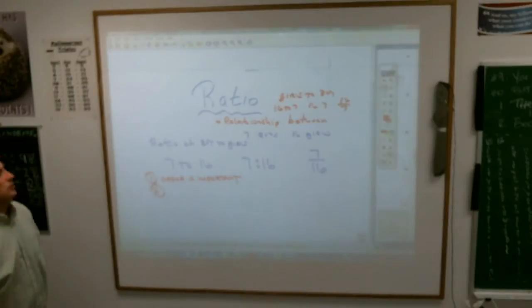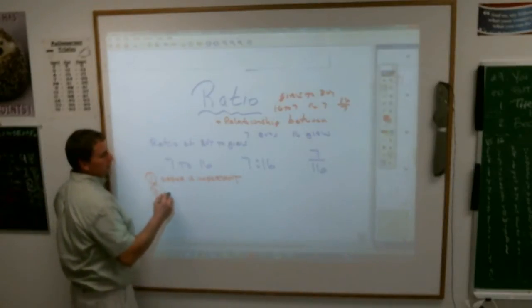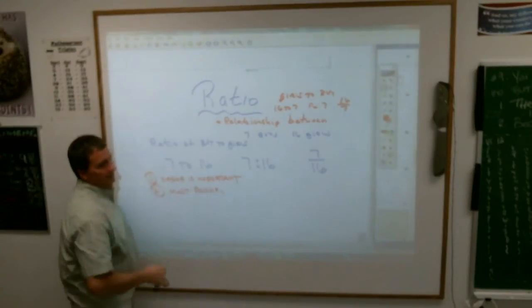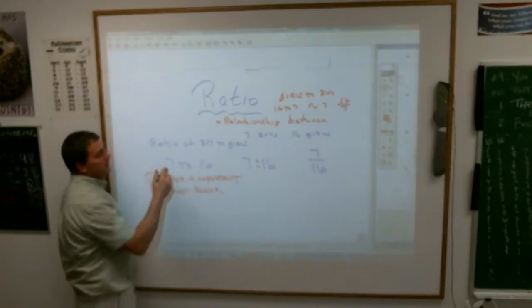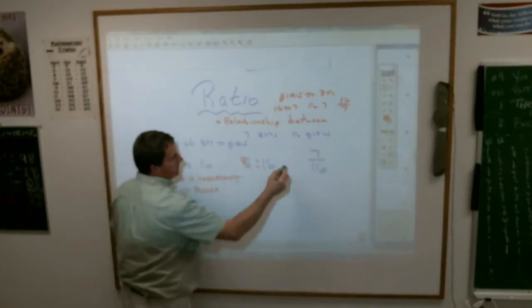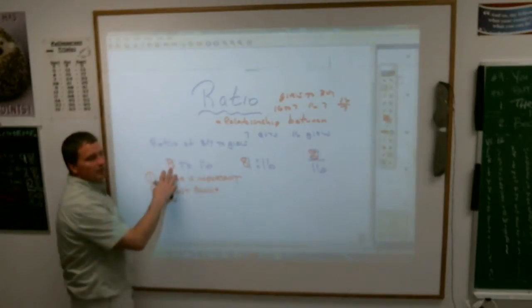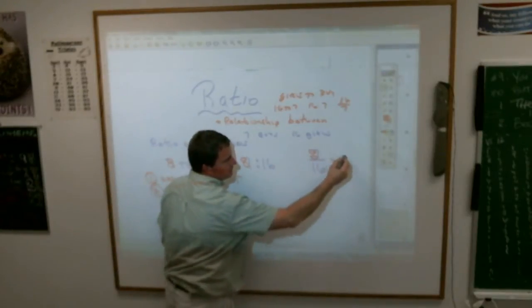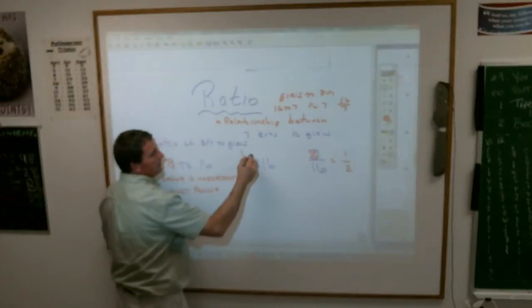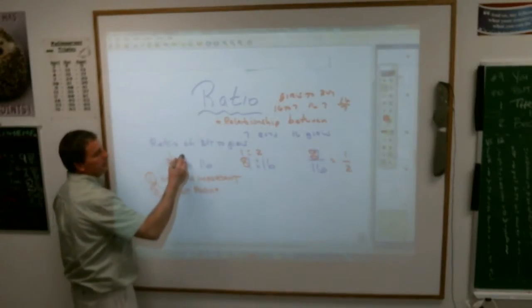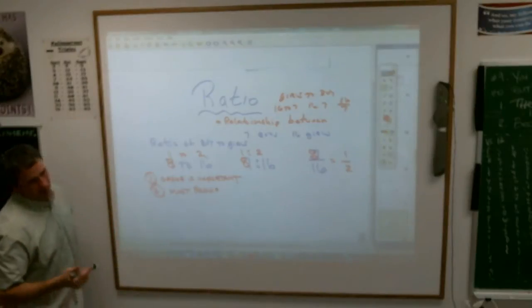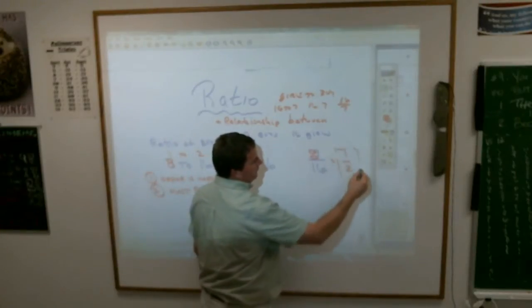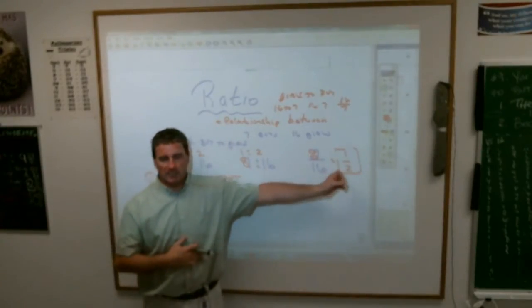The second important thing is you must, if you can, reduce. Now in this case I didn't have to, but if there was one more boy and it was 8 to 16, you could not leave it as 8 to 16. You'd have to think about this as a fraction. If you have 8 sixteenths as a fraction, what does that reduce to? 1 half. And you'd have to say 1 to 2. By the way, if you're ever asked for a ratio, you're always going to give it in fraction form for right now. This is our acceptable way of writing it as fractions.